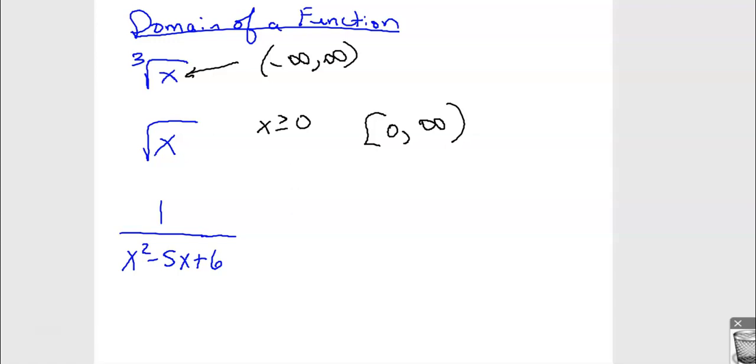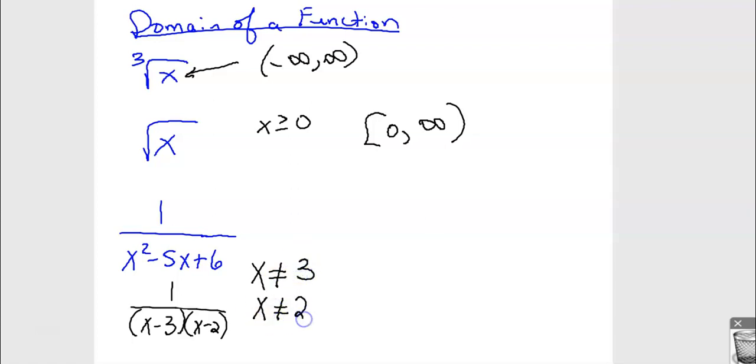You have a polynomial on the bottom, but notice if you factored this, it would be x minus 3 and x minus 2. So here you could see x cannot be 3, x cannot equal 2. If it was 3, or if it was 2, then you would have 0 in the denominator, which you cannot have. So think of a number line. You cannot have 2, you cannot have 3.